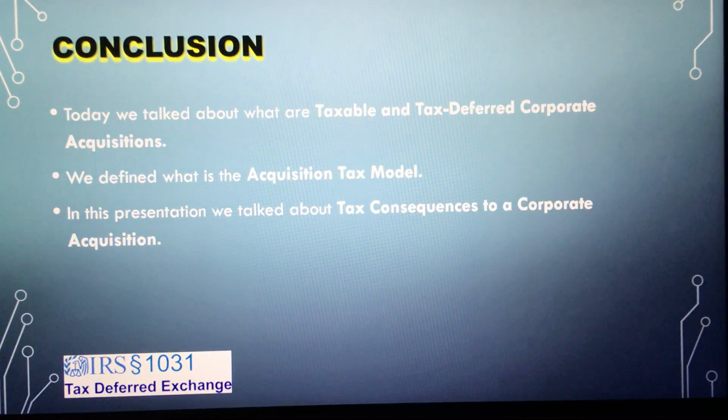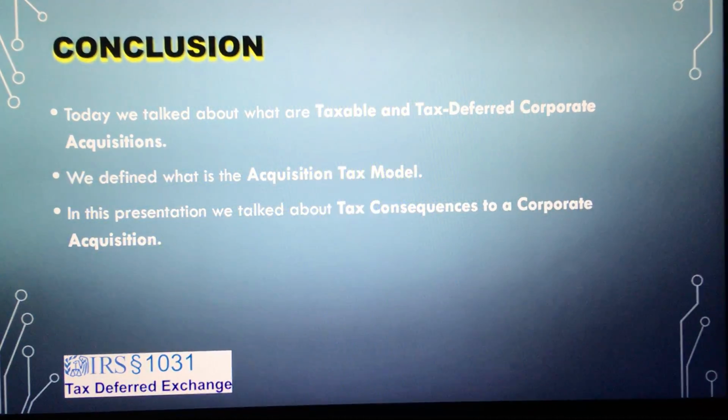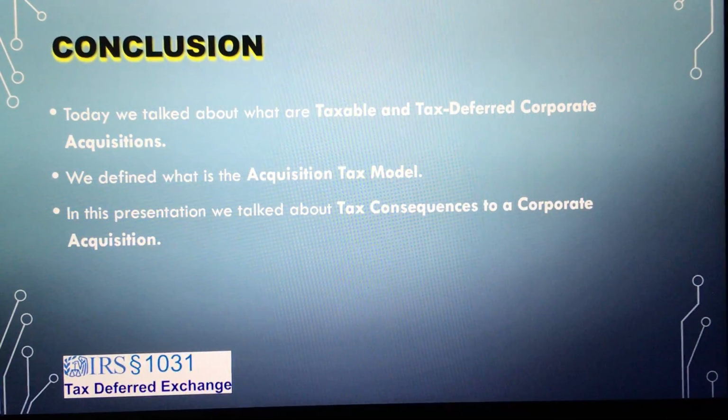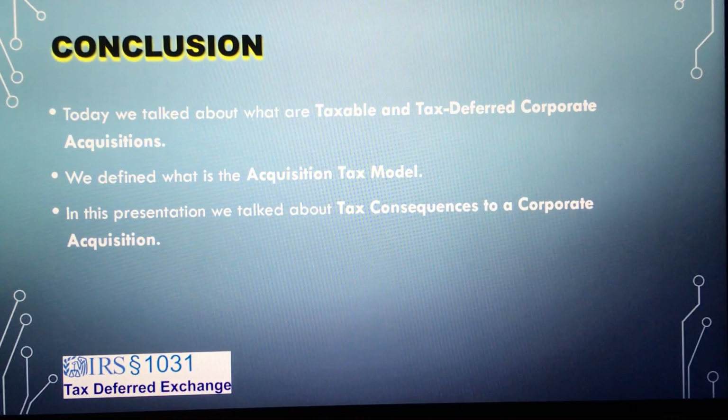Conclusion. Today we talked about what taxable and tax-deferred corporate acquisitions are. We defined what the acquisition tax model is. In this presentation we talked about tax consequences to a corporate acquisition.